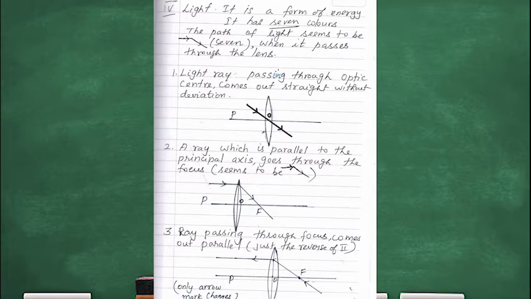Then the reverse of this will be the next one. Okay, what is the reverse? If a ray passes through F, it comes out parallel to the principal axis. But if you study one, then the next answer will be the reciprocal or opposite of the previous one. Okay, in that way you can remember the question and answer.